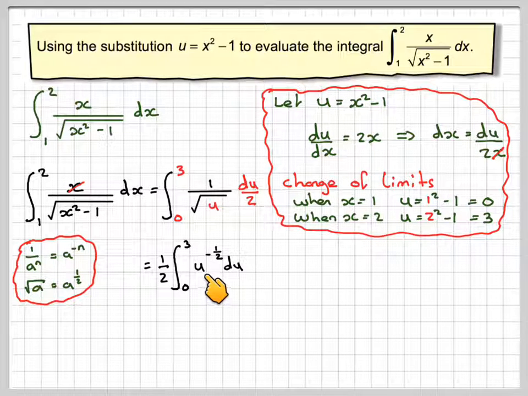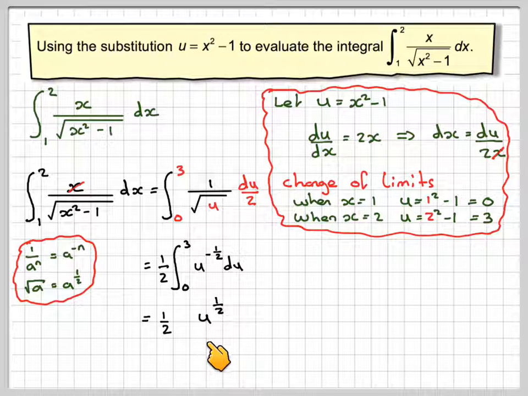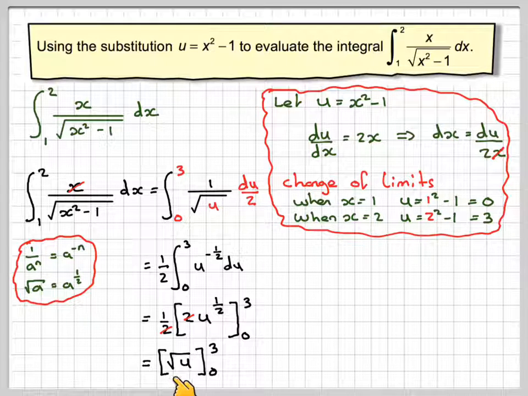Right, if we now integrate this, it becomes u to the half, we add 1 to the power, so minus a half plus 1 is a half, and then we divide by the new power, which is a half. So dividing by half is the same as multiplying by 2, and we now put our limits here, 0 and 3. These 2's will cancel out, and therefore we have the square root of u, which is u to the half, from 0 to 3.